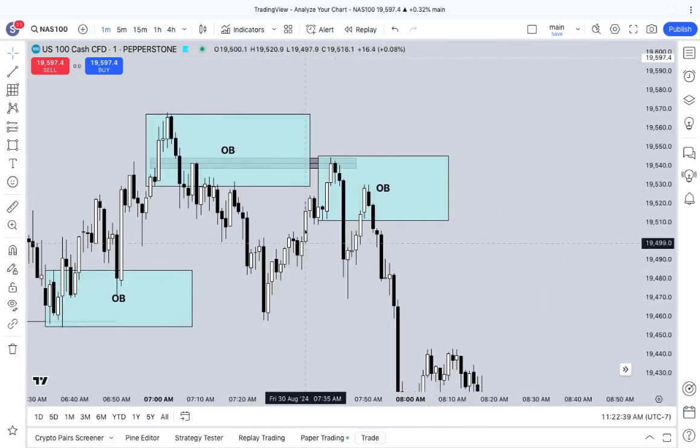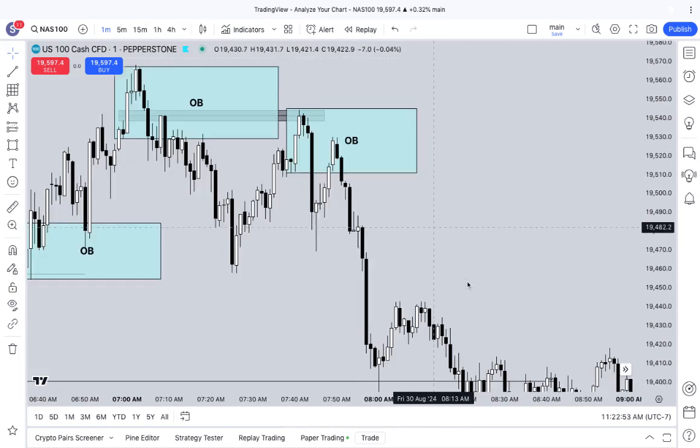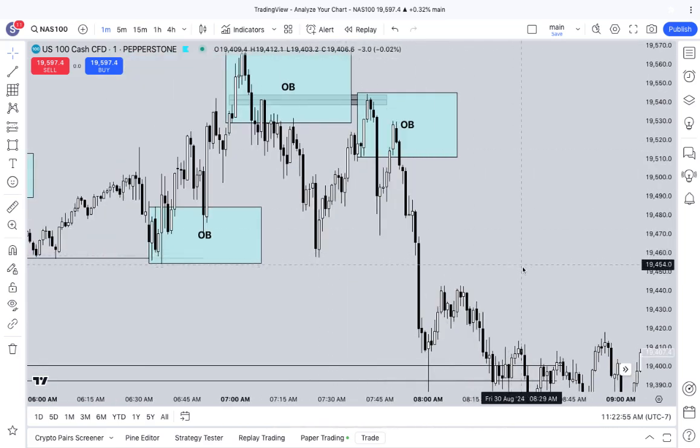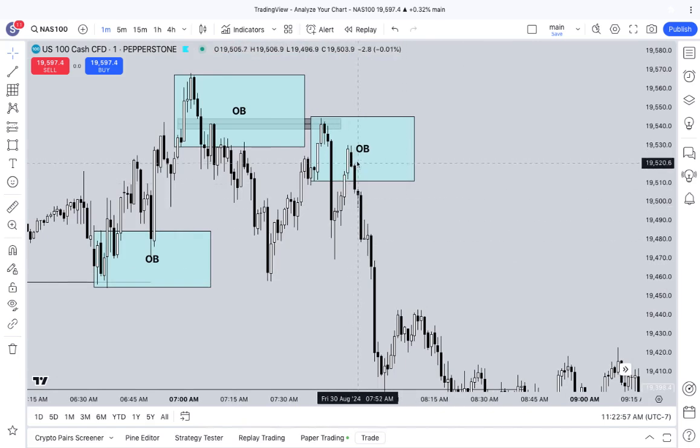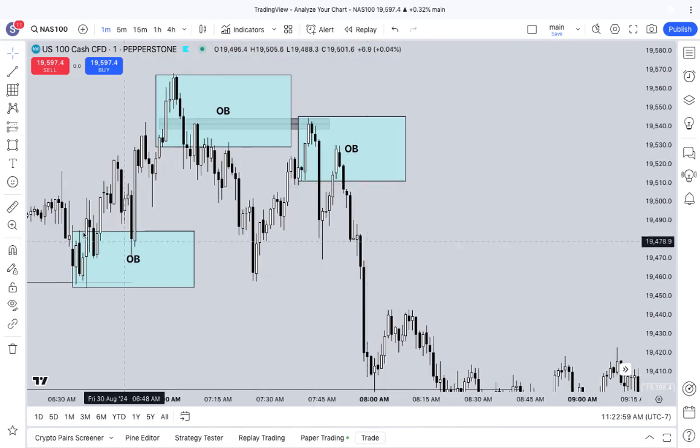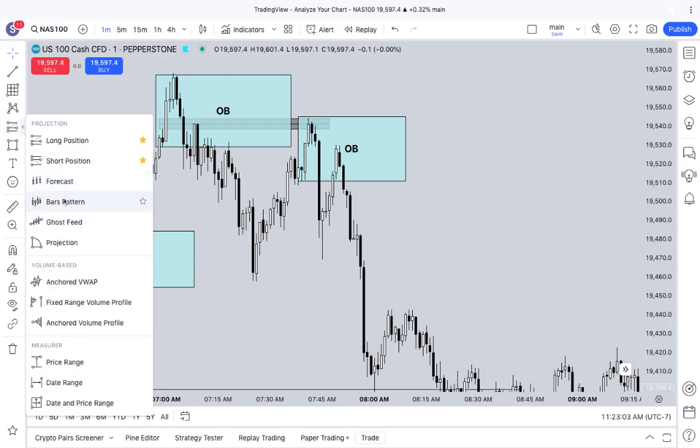And then for a better setup, you could have waited for that continuation to get completely verified by it coming into this order block and respecting this fair value gap, and then price goes all the way down. You could have just entered off this black candle right here. Let's see how this trade would have played out.